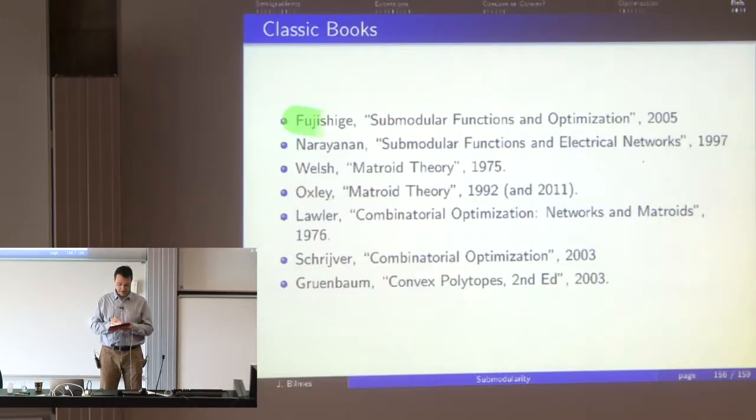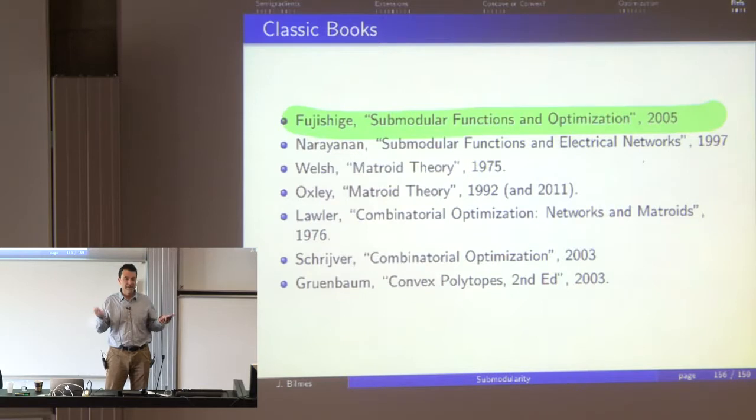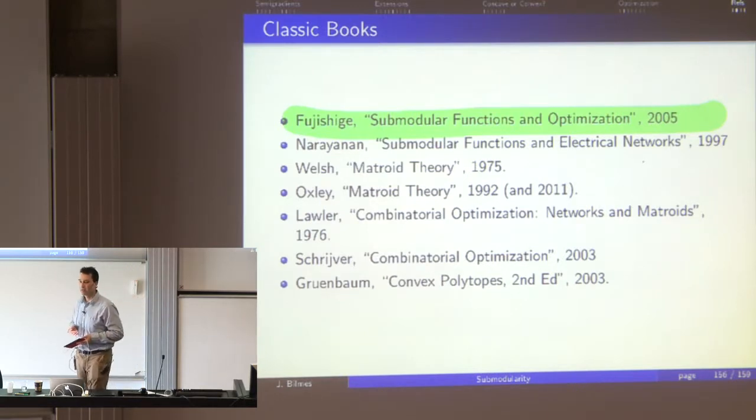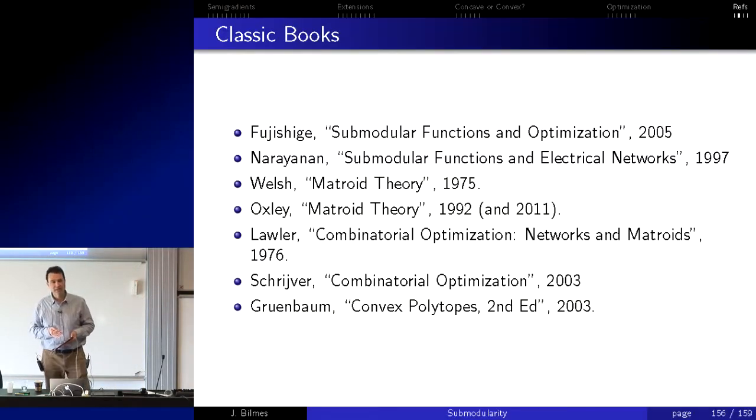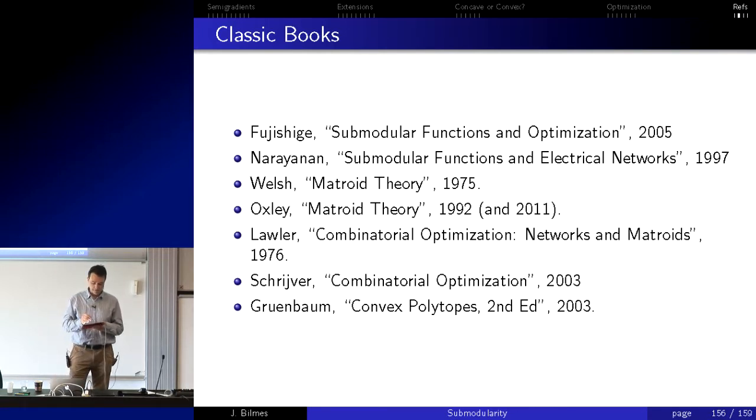Fujishige has written the book on submodular functions. It's a very dense book, but it's got an enormous amount of information in it. Every sentence is relevant. There's a wealth of information in every sentence, literally. And there are a number of other really nice books. Narayanan has a book on submodular functions and electrical networks, with a number of chapters just on submodularity that are very nice.